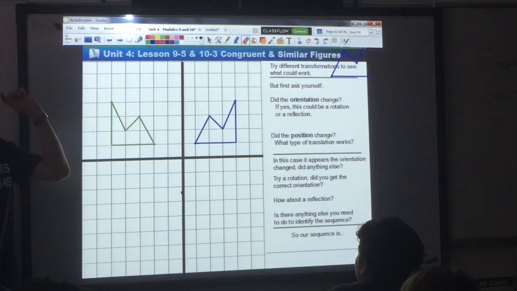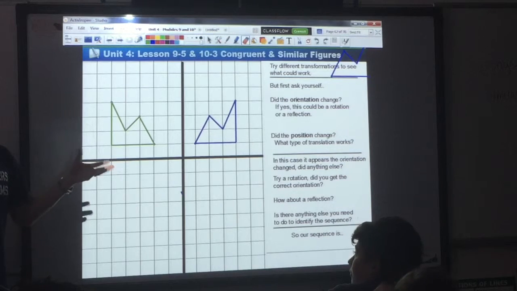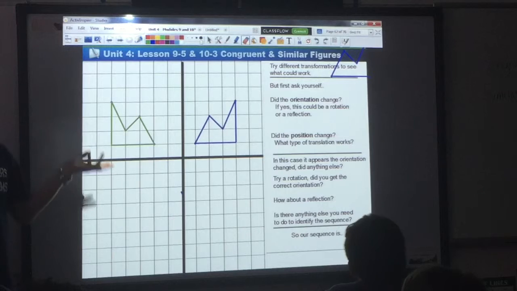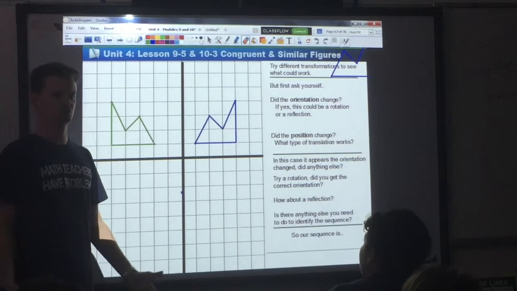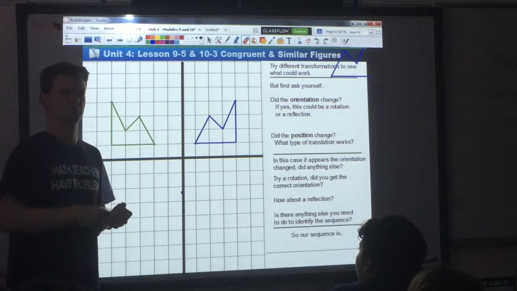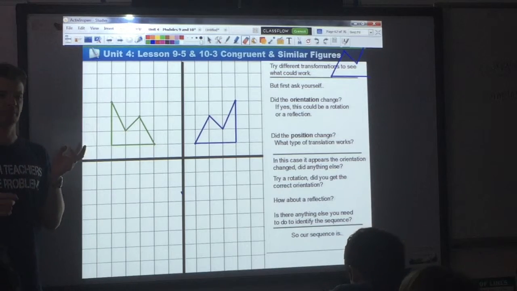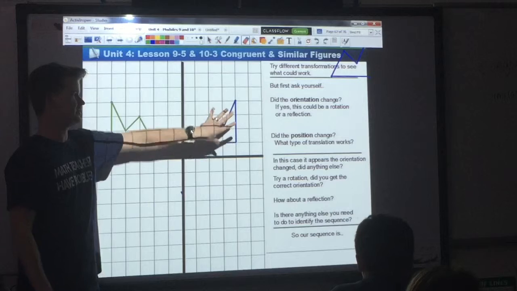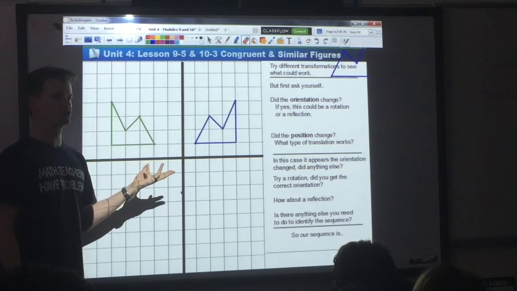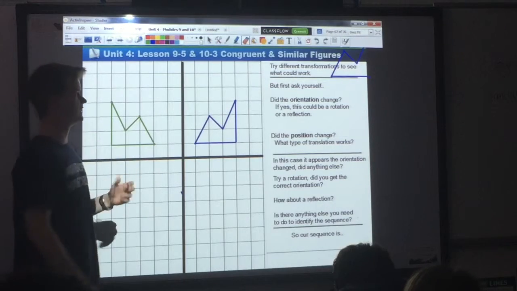So which of the two transformations that we can use for congruency change orientation? Which ones change orientation? Rotation is one of them. What's the other one that changes orientation? Reflection. So we know that somewhere in the sequence to turn this into this, there's either a rotation or a reflection. So we can try both of them.